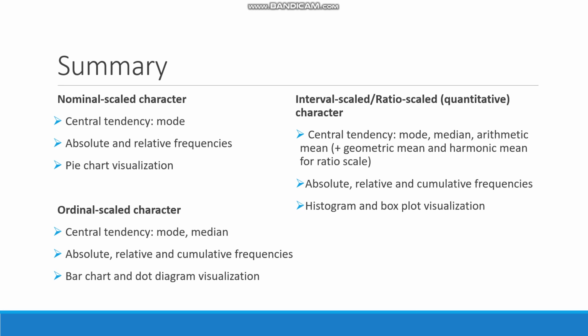Medians can be calculated for quantitative and for ordinal scaled characters. In case of quantitative characters, the medians can be complemented with the quartiles. Mode can be used for both qualitative and quantitative characters. Absolute and relative frequencies can be determined for values of all qualitative and quantitative characters, whereas cumulative frequencies make sense only for ordinal scaled or quantitative characters.